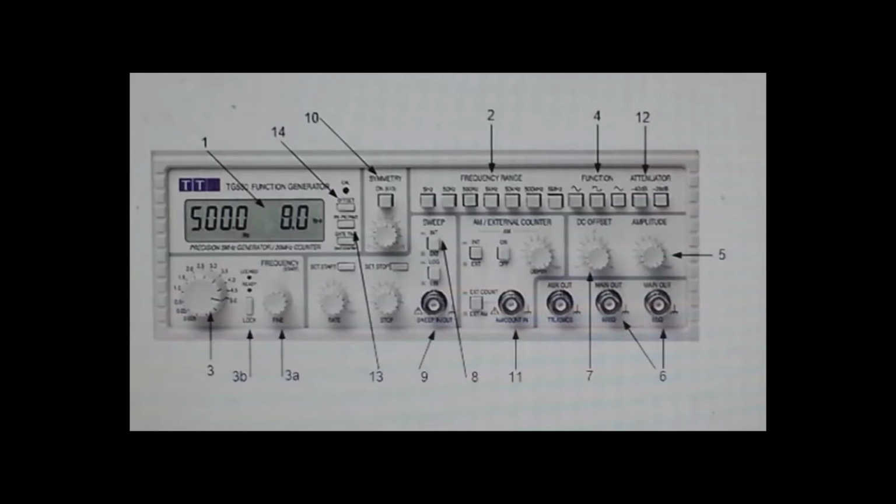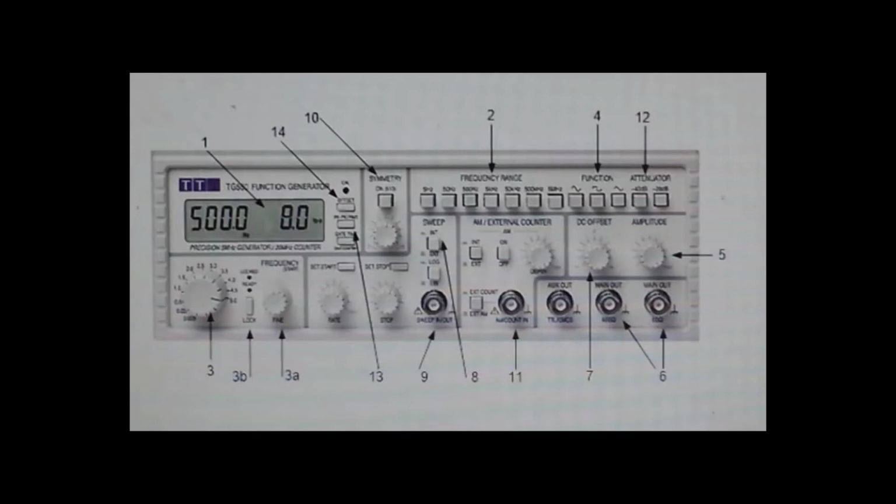Arrow 3 shows the 2 frequency knobs located on the bottom left of the function generator. It adjusts the frequency within the range set by the frequency range button. The small knob labeled 3A is used for fine tuning the frequencies. Once the frequency has been set, by pressing the lock key labeled 3B, this device will give a level of frequency stability. This means you will get a stable frequency reading.